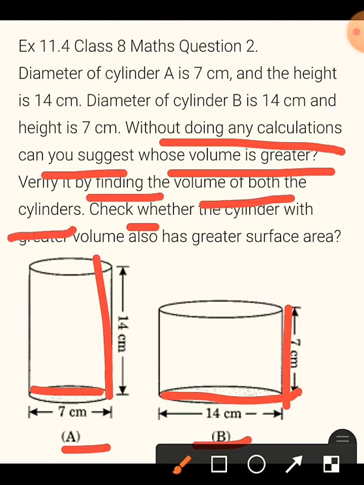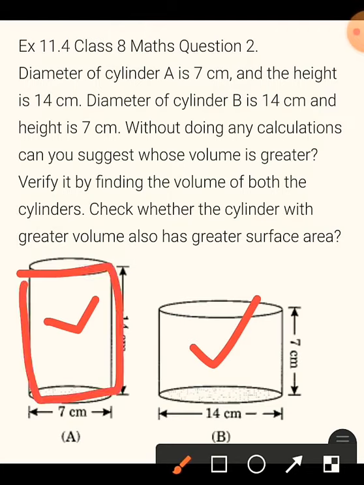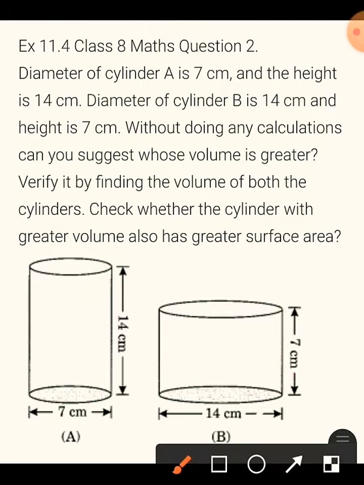Also check whether the cylinder with greater volume has the greater surface area or not. First of all, we need to check whose volume is greater, meaning in which one more liquid can fit. If we fill water here or here, which one can hold more water? Which cylinder has more capacity, whether it is water, oil or any liquid? We have to find out whose volume is greater, first guess and then verify it.